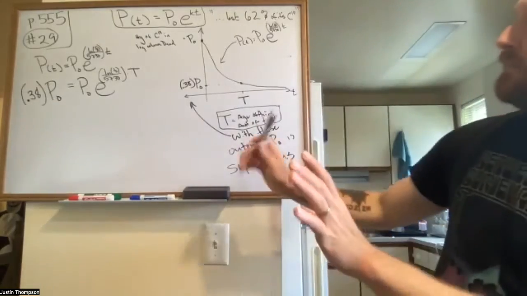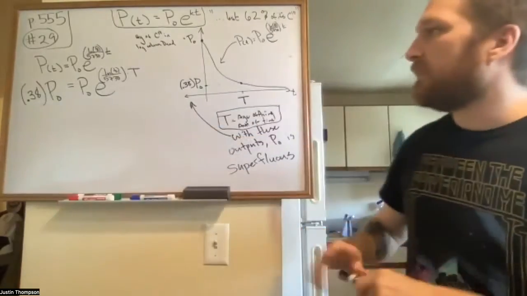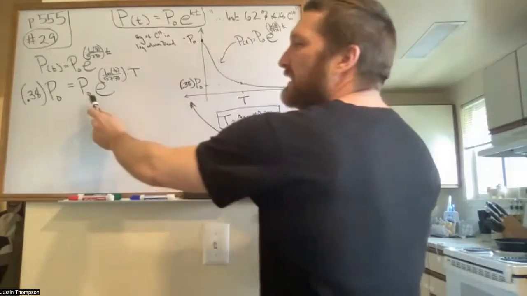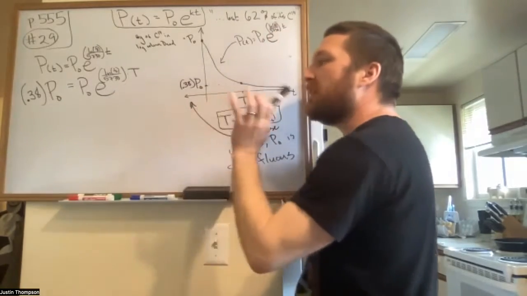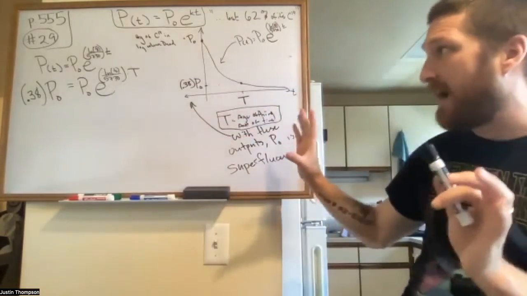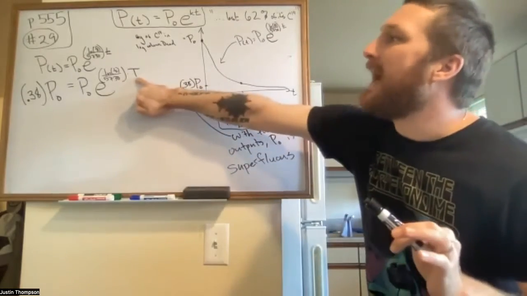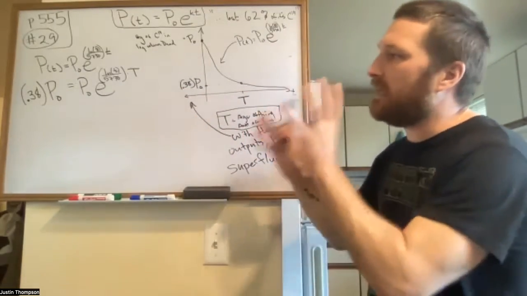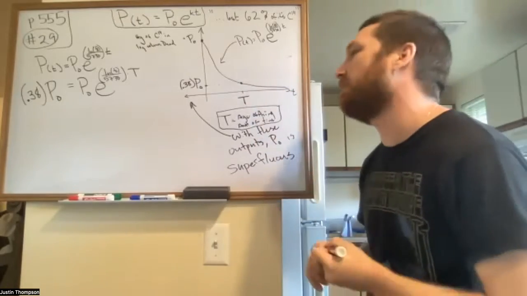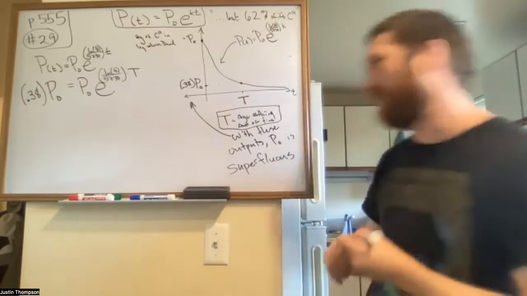So, okay, I have an equation. There's two unknowns in there. One of them is P0, but that's going to be nice. So the thing that I don't have, big capital T, happens to be the thing that I want. And so now the name of the game is get big T by itself. How do we do that?